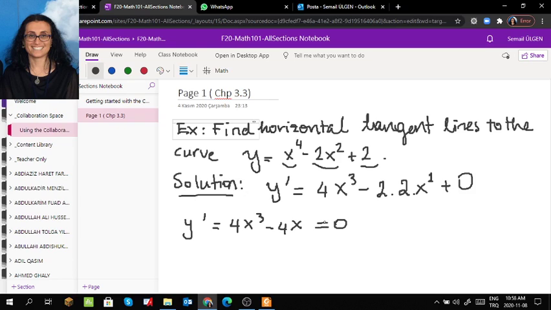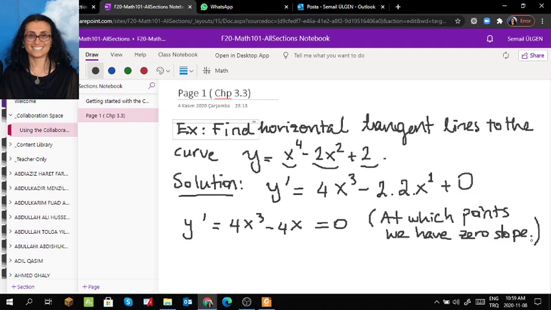Now, I equate this to 0 because I'm interested in at which points we have the 0 slope. That's why I just equated to 0. And I wanted to find the x values. As you would see in the picture, we are going to find the x points where we have the horizontal tangent line. You're going to see that, okay?